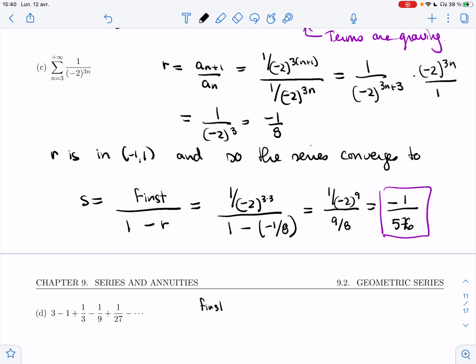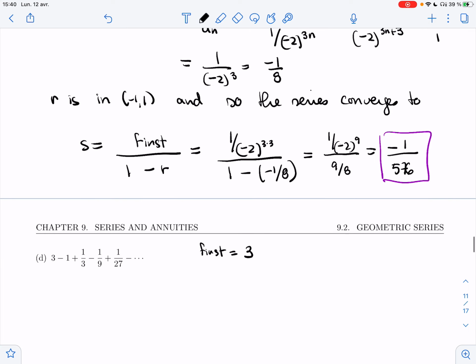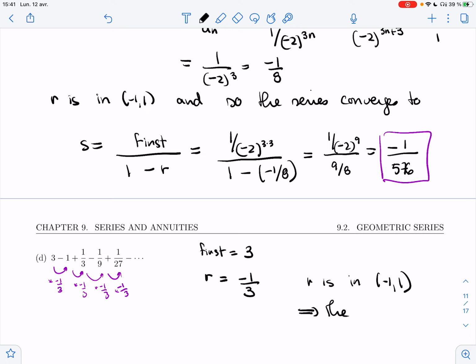For sure, first is 3, and then if I look at what the ratio is, I'm multiplying by minus a third, I'm multiplying by minus a third. And so all the terms I have are gotten from the previous one by multiplying by minus one third. I can't do anything but assume that keeps going. So I have my ratio of minus a third. r is in minus 1 to 1. And so the series converges.